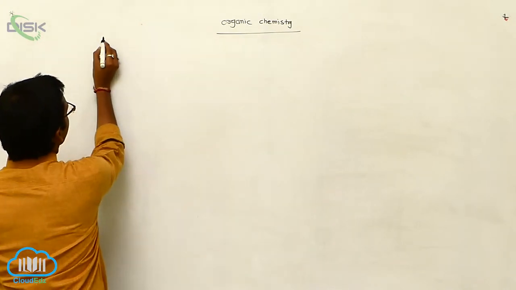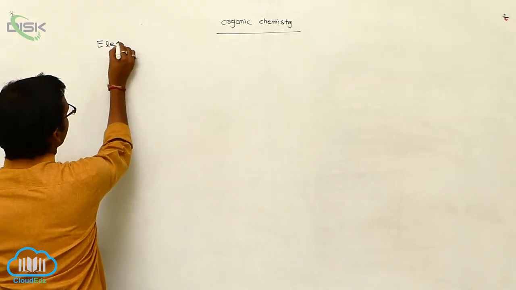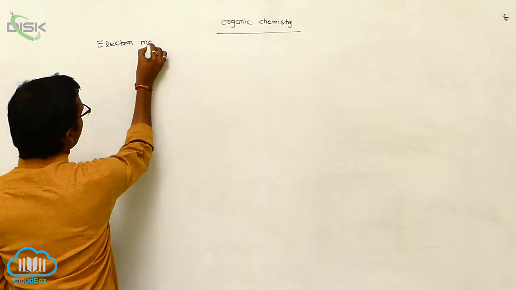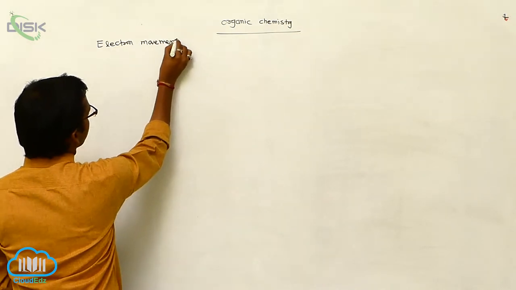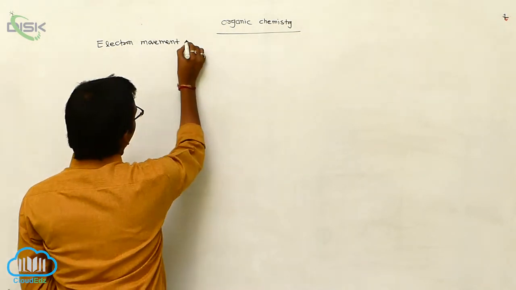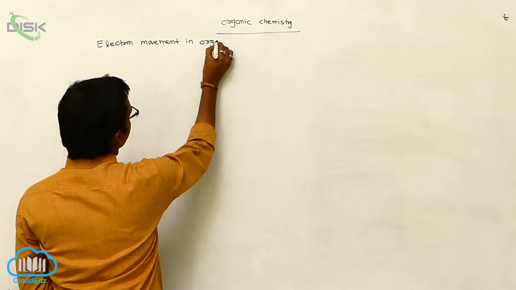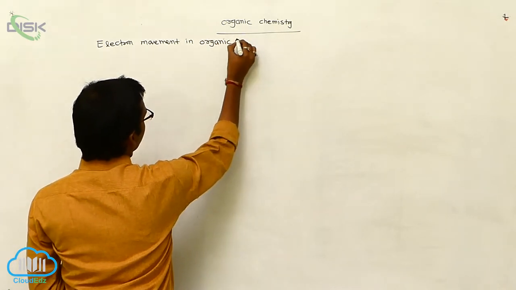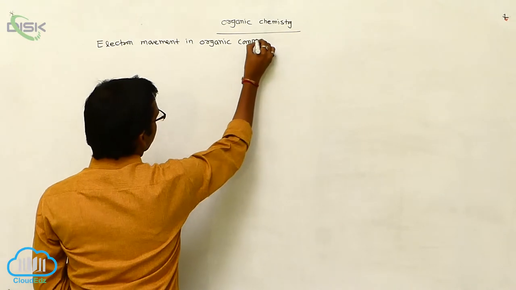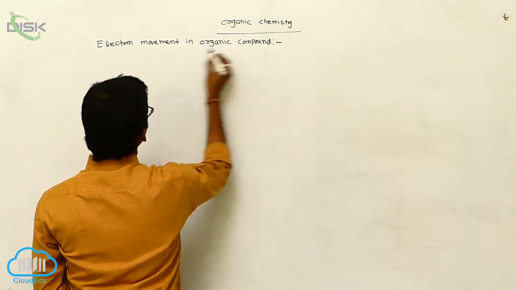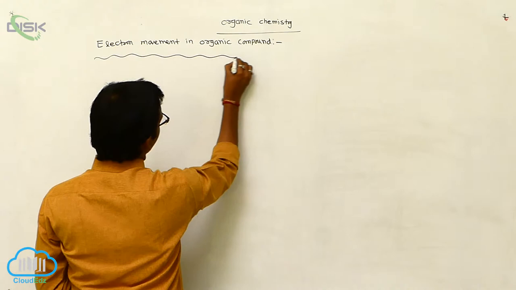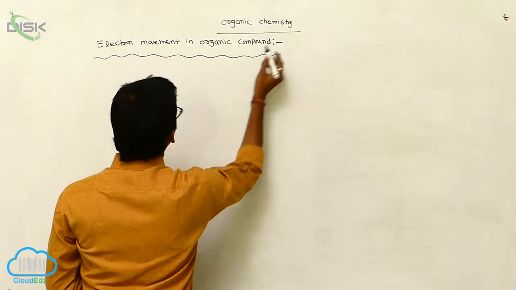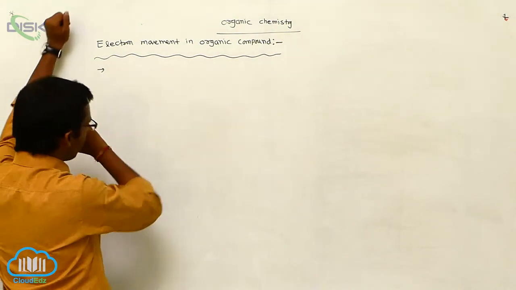Next topic, electron movement in organic compounds, or displacement of electrons in organic compounds. Generally, there are three types of conditions.